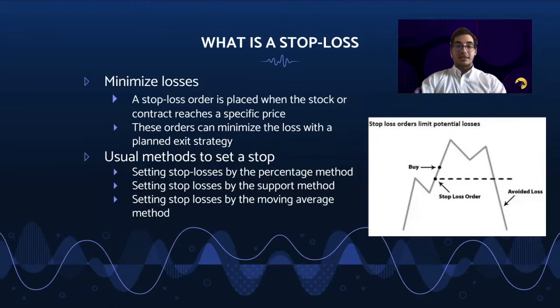Some set losses by the percentage method. This limits the stop loss at a specific percentage. Some use the support method. This is where you determine the most recent support level of the stock and you place the stop just below that level. Some use the moving average method, where you set the stop below the long-term moving average.